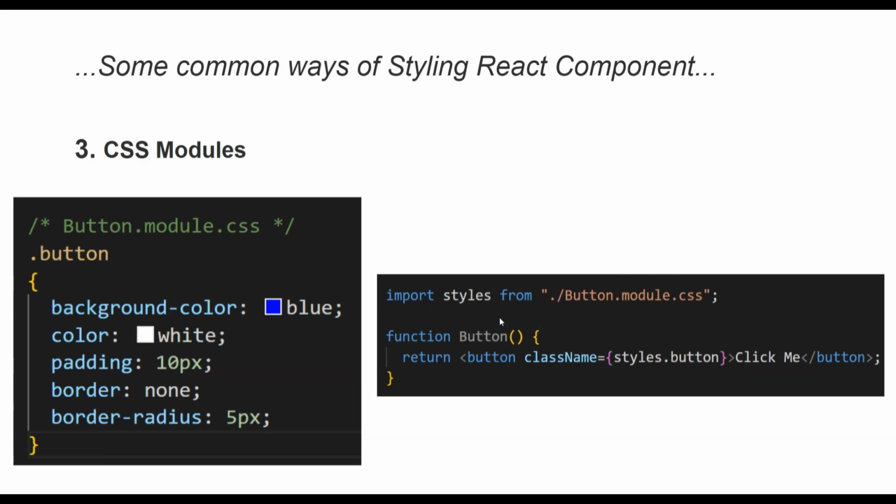Then we can access every class in that module using this style right here. So here we have styles.button, and we can create other elements or other controls and just declare the style in here and access it by using this style to call the class from the module.